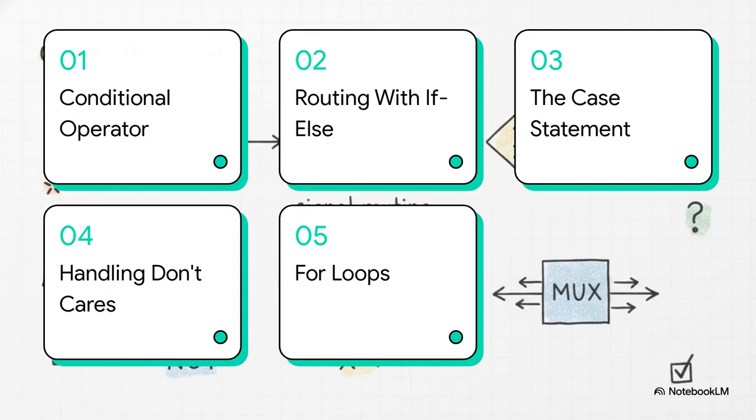Here is our roadmap for today. We're going to start with the conditional operator, move on to routing with if-else, scale things up to the case statement switchboard, learn how to handle don't cares, and finally, wrap up with automating with for loops.